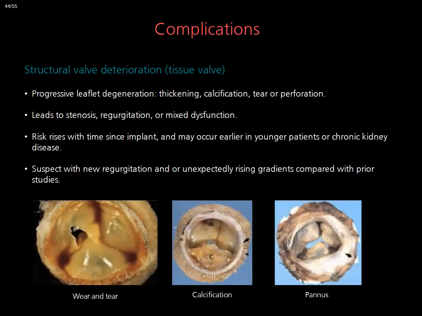Structural valve deterioration is the long-term failure mode of tissue valves. It reflects intrinsic leaflet damage, such as thickening, calcification, or tearing. The hemodynamic result can be stenosis, regurgitation, or both. The likelihood increases with time after implantation and may be earlier in younger patients or in chronic kidney disease. On echo, think of it when gradients rise over time and/or when new prosthetic regurgitation appears compared with baseline.